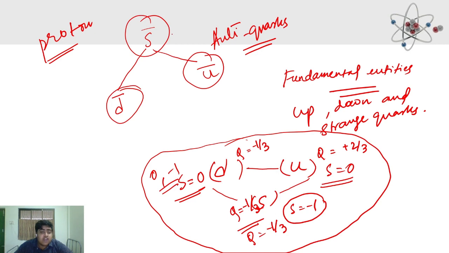The charge of a strange quark is negative 1 by 3, so this will have a charge of positive 1 by 3. The charge of an up quark is positive 2 by 3, so the charge of the anti-up quark should be negative 2 by 3. The charge of a down quark is negative 1 by 3, so the charge of the anti-down quark will be positive 1 by 3.